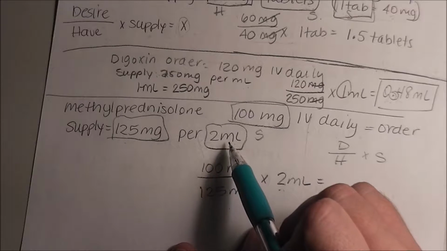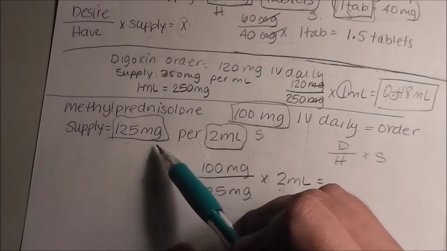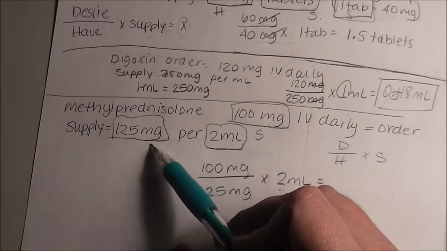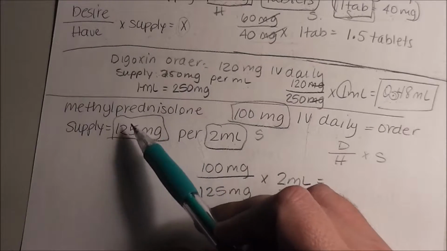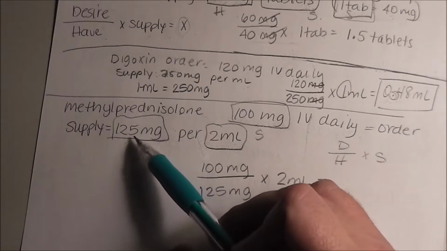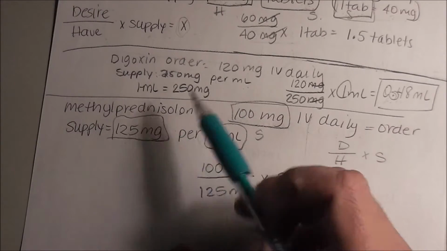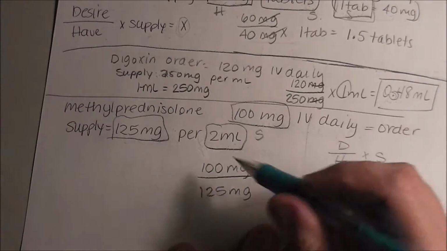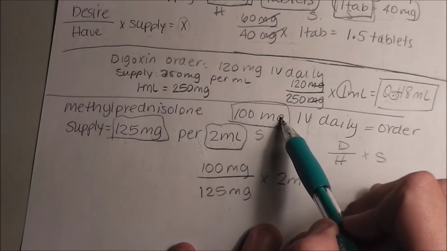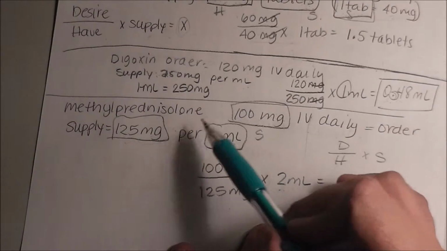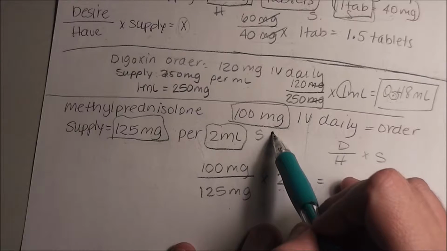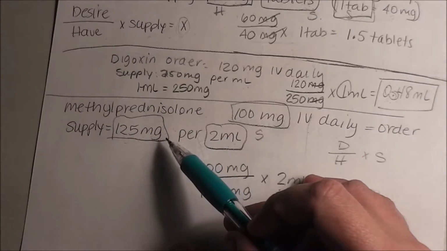Your supply is the milliliters or tablets, the milligrams, micrograms, grams, whatever this is here. That is your concentration of your medication. That is your have. And then your desire is always your order. This and this need to match. Milligram and milligram.